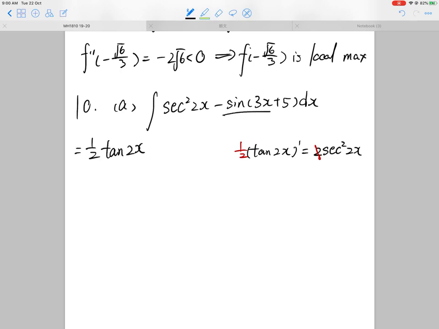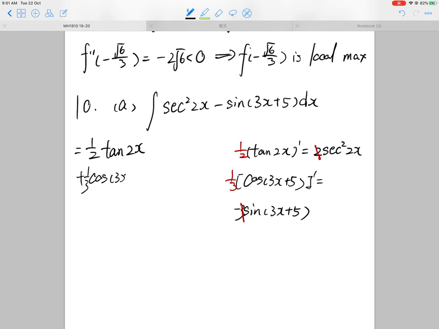And what about this part? Notice that cosine 3x plus 5, the derivative is negative sine 3x plus 5 times 3. Now you don't want this 3, but you want the negative sign because here you also have a negative sign. So you multiply 1 over 3 on both sides. So this part's antiderivative is 1 over 3 cosine 3x plus 5.